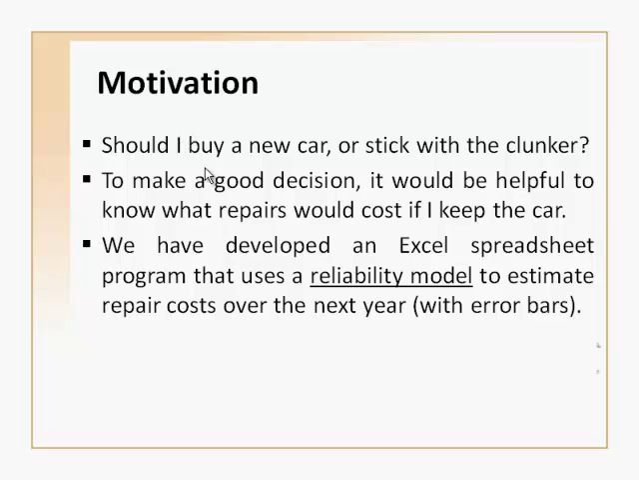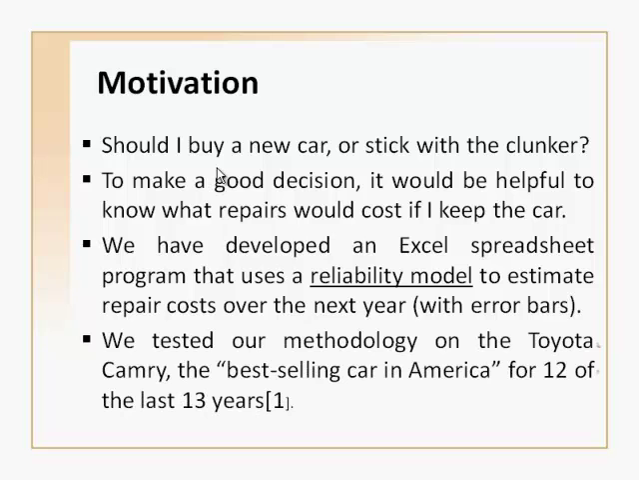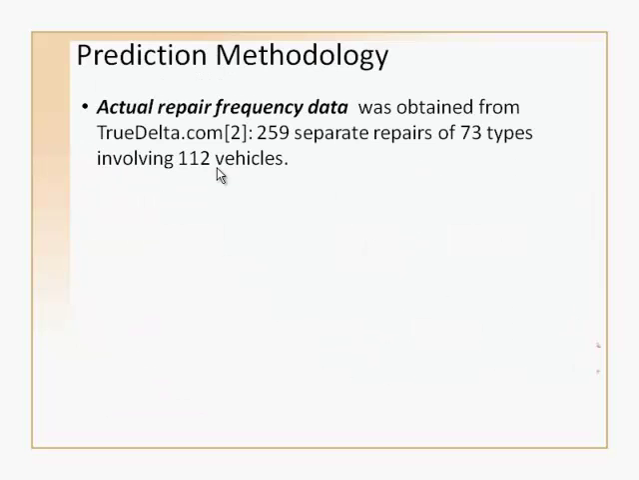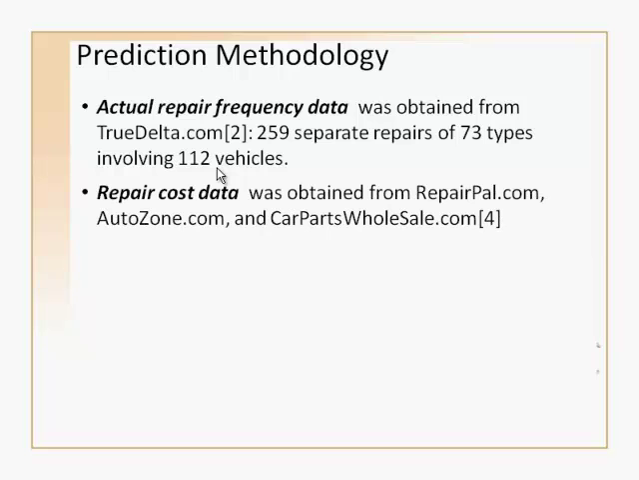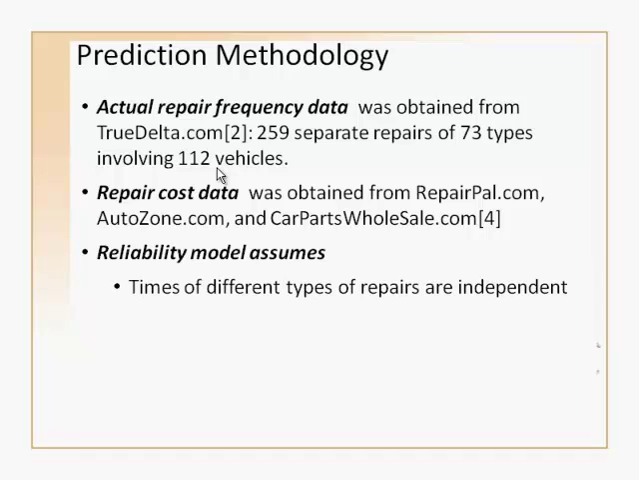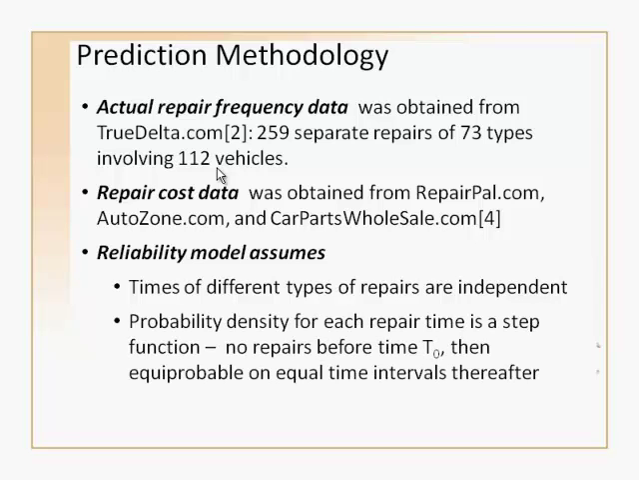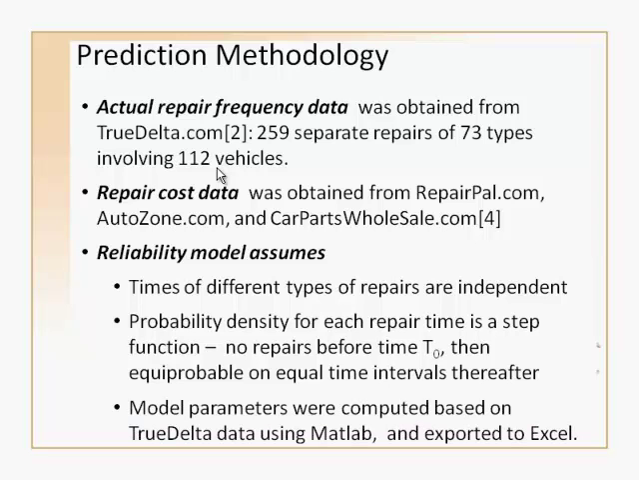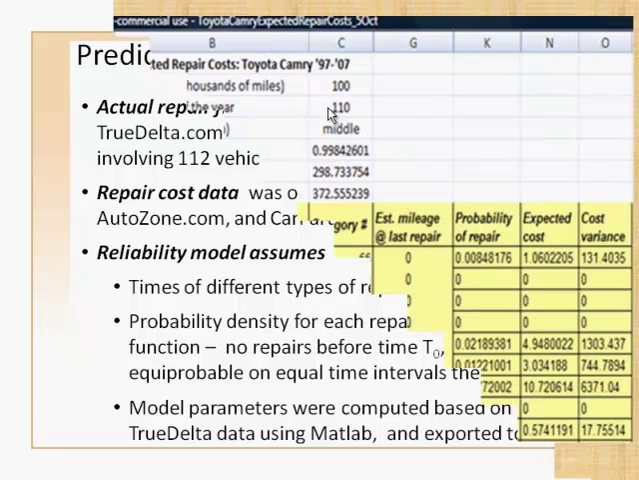And of course, you can't tell exactly. We also give the error bars for the estimate. Our methodology was tested on the Toyota Camry because basically that's what we could get data for. We got data off the web from a site that compiles data from users. We got repair cost data also from the web. The reliability model assumes that the different repair types are independent, and we assumed a probability distribution for each repair type, and we fit the parameters of the probability distribution from the data we obtained from the web, and we processed that using Excel and MATLAB, and exported the results to Excel.